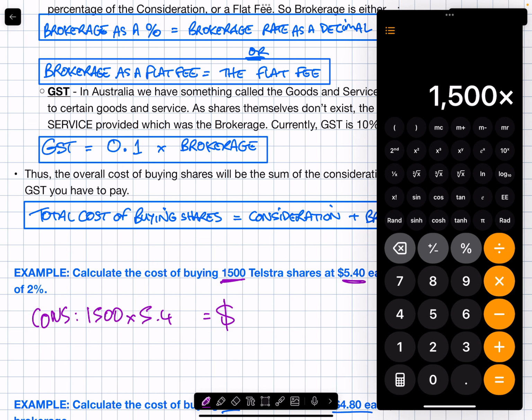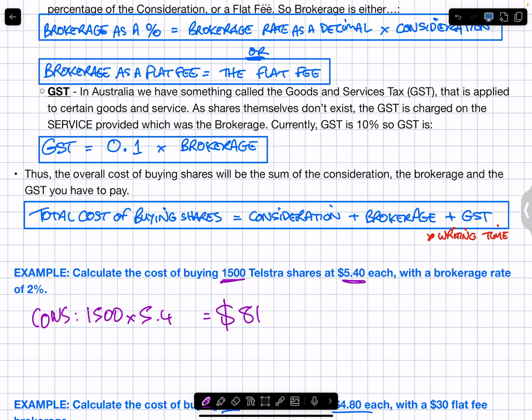1500 times by $5.40, 8,100. So what is happening here? You are trying to buy $8,100 worth of Telstra shares. But that's not all you're going to pay. You need to pay someone to do it for you. What was that fee called? Started with a B. Brokerage.